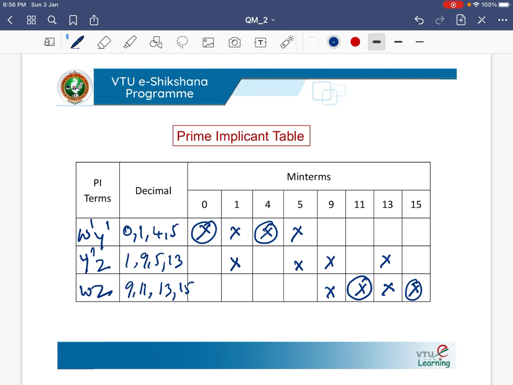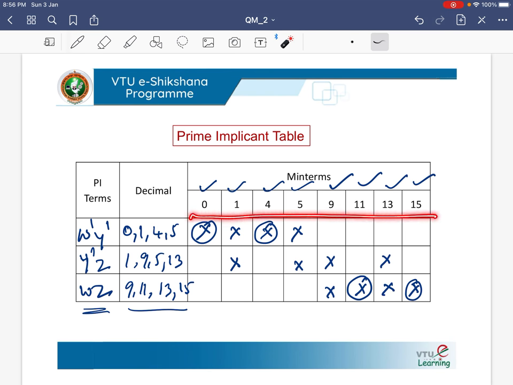And this W bar Y bar PI term covers 0, 1, 4 and 5. Similarly, this WZ covers 9, 11, 13, 15. So 9, 11, 13 and 15. If you see here, all the minterms are covered. Therefore, this is an essential prime implicant and this is also an essential prime implicant.